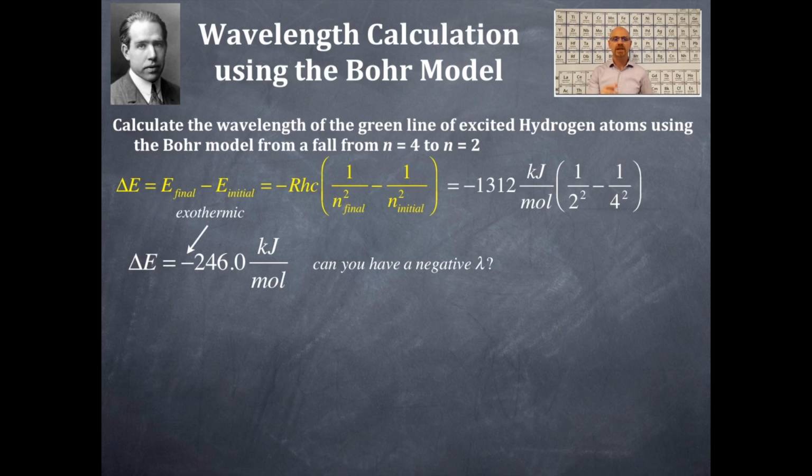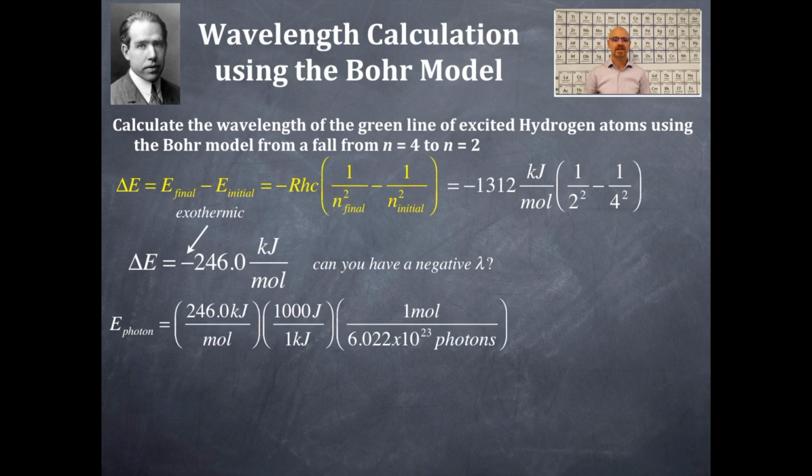Okay, so now we're going to convert this into another set of units. The energy of a photon is going to equal that 246 kilojoules per mole. That is positive. We're going to get rid of the kilojoules and get joules, and then we're going to get rid of the moles, and we're going to have photons. So now we have joules per photon. So that's 4.085 times 10 to the negative 19 joules per photon.